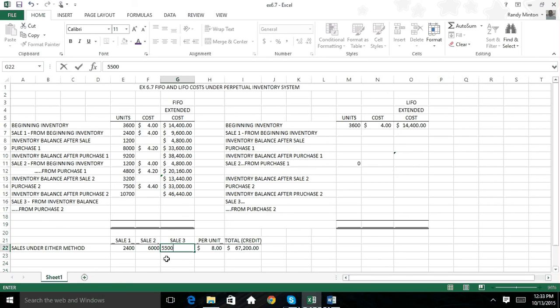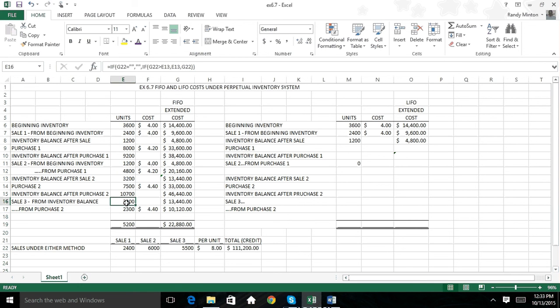So I type in the 5,500 for sale number 3, and now you will see that for sale number 3, because we're in the first in, first out method, I'm looking at whatever was left from that original inventory balance from right here, and I have to actually make a calculation, to be honest with you. If you look at this calculation, it has to look to see whether or not I have enough in my inventory, which was 3,200, to cover this sale, and I do not.